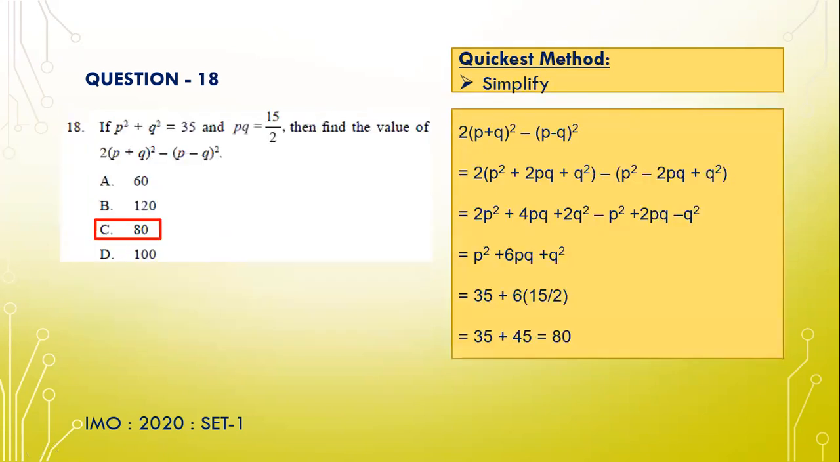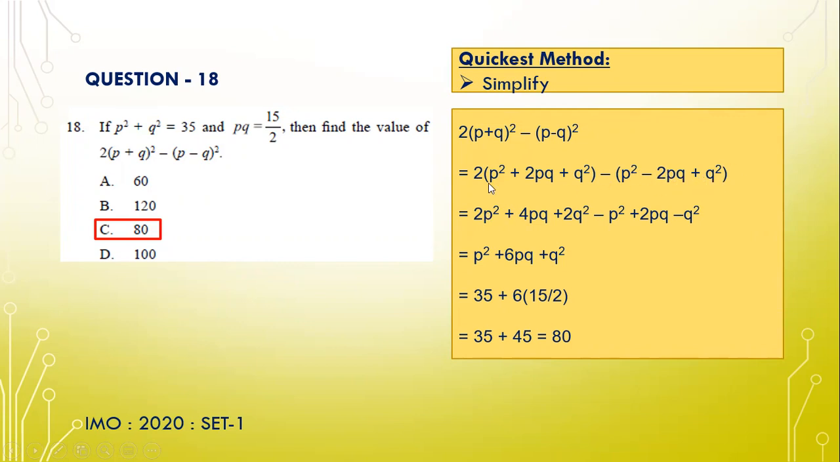If p square plus q square is 35 and pq is 15 upon 2, then find the value of 2 into (p plus q) whole square minus (p minus q) whole square. Simplify, simplify, and simplify. What is (p plus q) square? It is p square plus 2pq plus q square. What is (p minus q) square? It is p square minus 2pq plus q square.